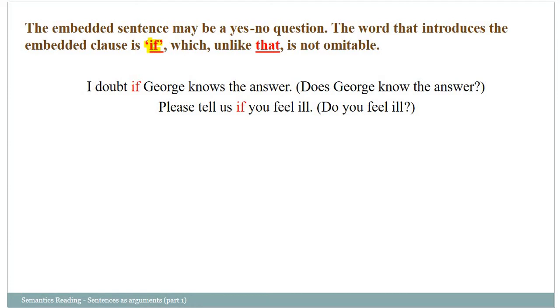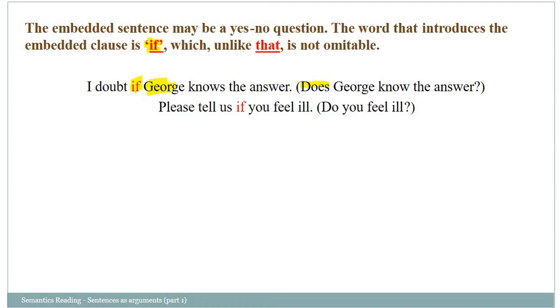Let's look at the examples here. I doubt if George knows the answer. So normally the question is, does George know the answer? But we embed this sentence into the bigger sentence, the main sentence, by using the word if, because it is a yes-no question. So, if George knows the answer, is a normal order sentence, but we use if to show that it is a yes-no question.